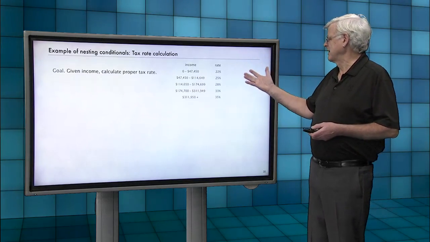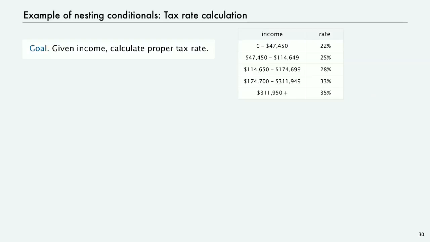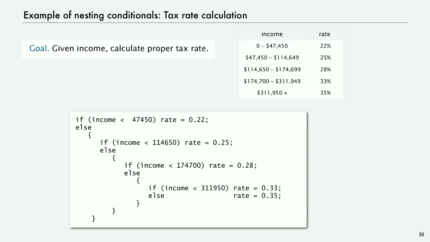So here's a very simple computation. Given an income, calculate the proper tax rate according to this table. Income less than $47,450 should be 22%, and the next highest range should be 25%, and so forth. So one way to attack this problem is to use nested if-else statements. The first one says if income is less than $47,450, rate equals 0.22. That's what we're supposed to have.